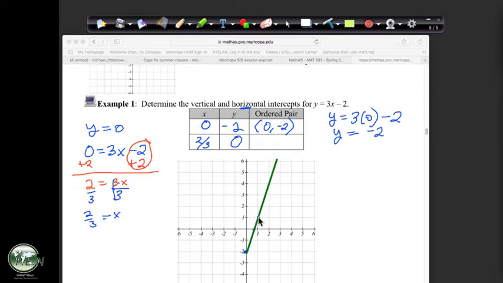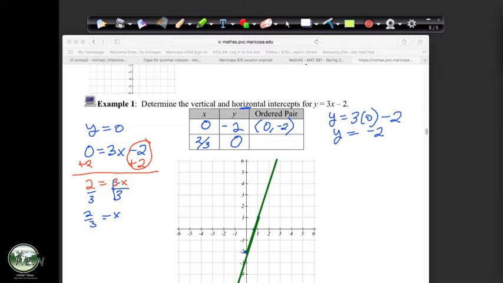So I might go with this one coming down. That's about right, something like that. I messed it up at the end. But we draw a straight line. So as long as we have 2 points, we can draw a line.